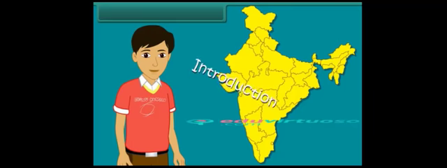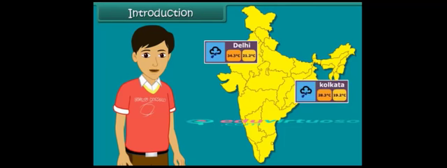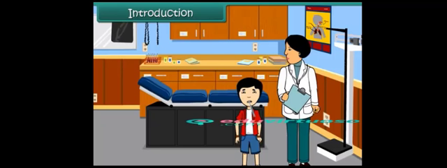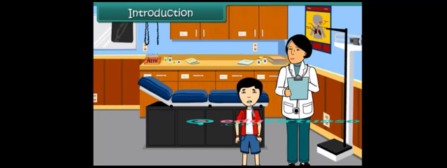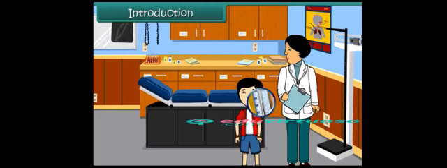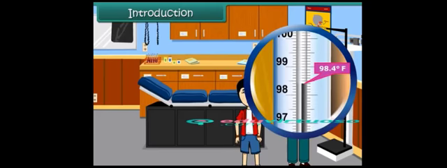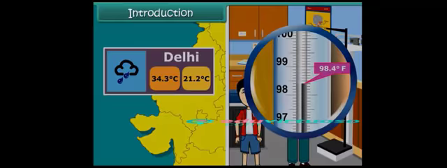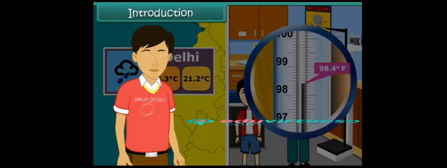Introduction. Have you seen how the news channels report the maximum and minimum temperatures of a particular place on a particular day? 34.3 degrees Celsius, 21.2 degrees Celsius. When you go for your regular checkup, does your doctor check your body temperature and report it as 98.4 degrees Fahrenheit? The dots you see in these figures are known as decimals, and these figures are known as decimal numbers. In this lesson, let us look at decimal numbers in great detail.